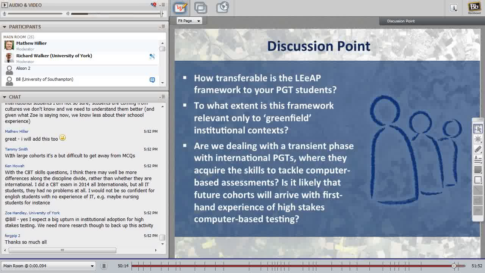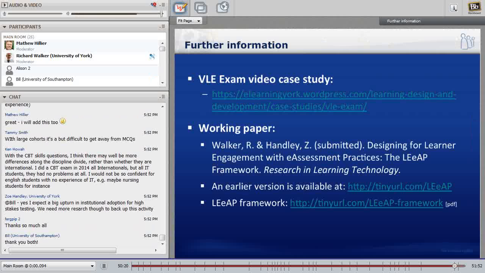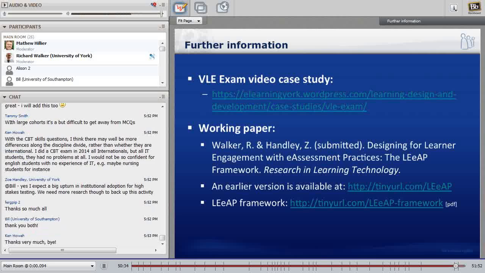Just to finish off, I'd like to let you know that we are working on a research paper based on this, and you can have a look at the draft of that online. Also, if you want something a little bit shorter and digestible, we've also got a video case study, so a blog and a short video that you could take a look at.